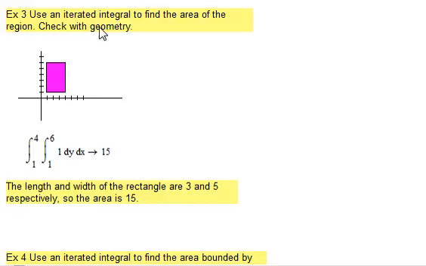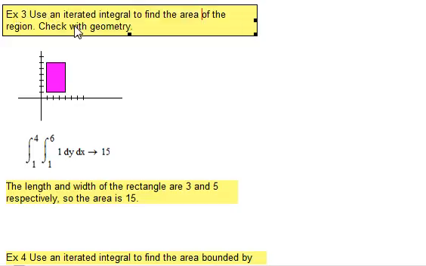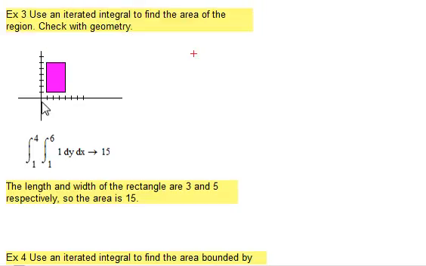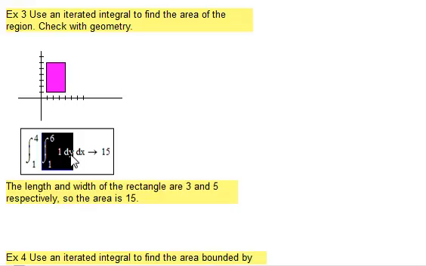So here's a very simple example. Use an iterated integral to find the area of the region and then check it with geometry. Well, I drew this picture in such a way that you could see if I integrated with respect to y first, then I'd want to have limits going from 1 to 6. Say 1, 2, 3, 4, 5, 6. And then with x later, I would integrate from 1, 2, 3 to 4.